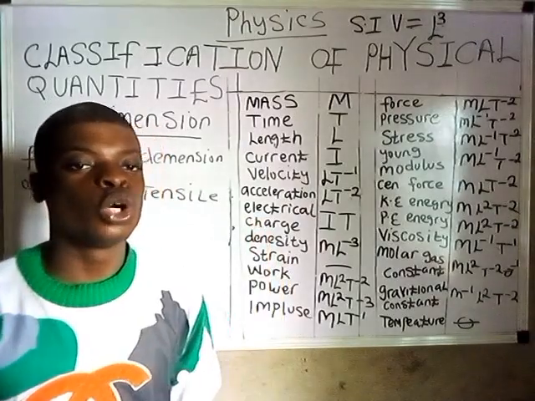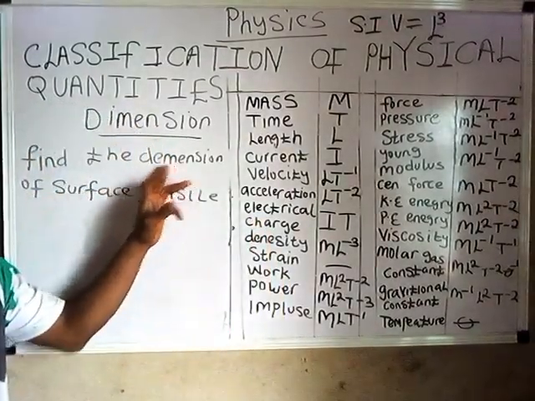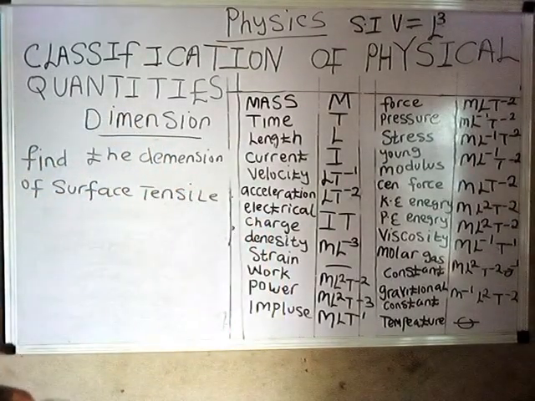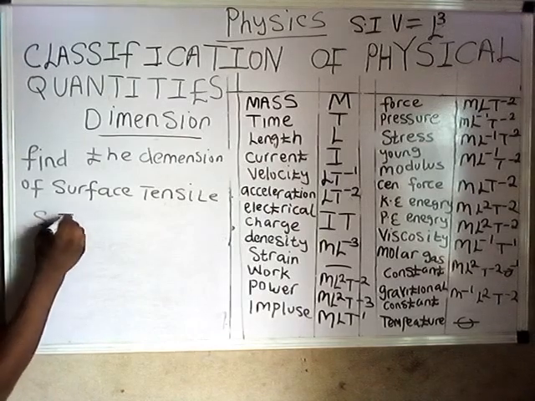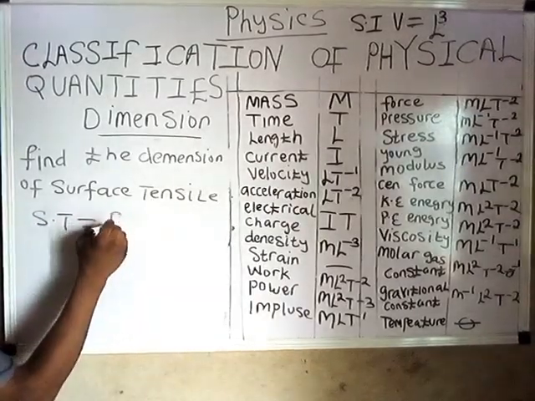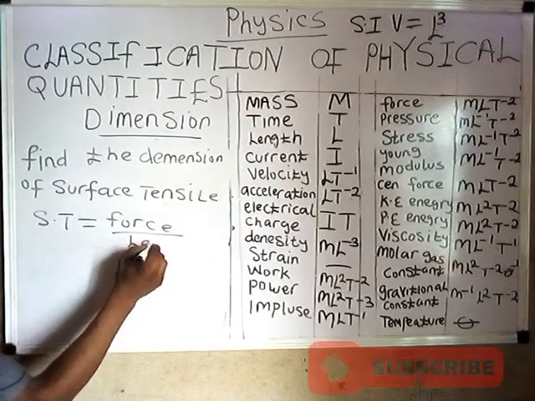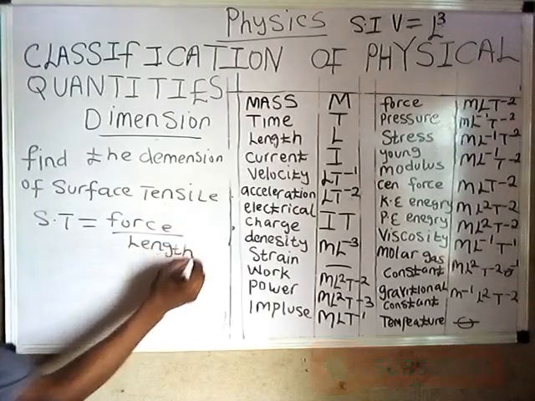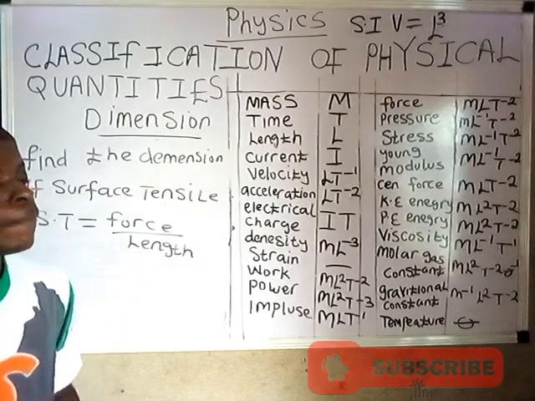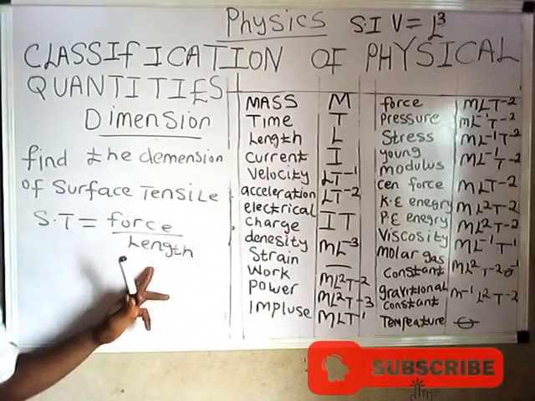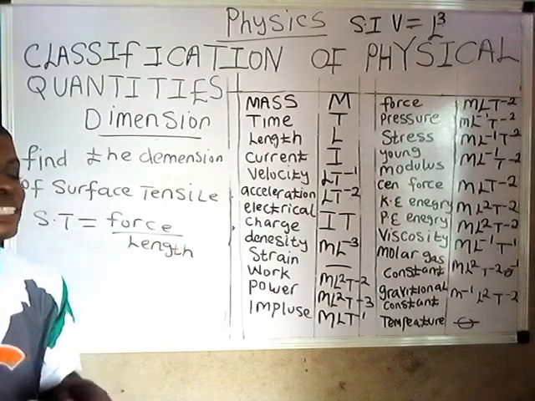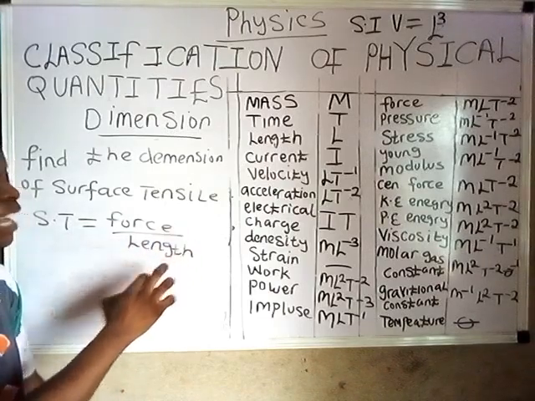If you enjoy what you have watched so far, look for the dimension of surface tension. Let me give the formula. The formula for surface tension is force over length. So if you understand what I did so far, look for the dimension of surface tension and put your answer in the comment section. Force over length.